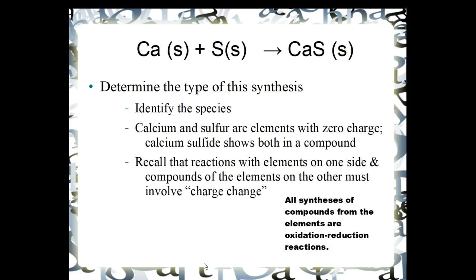This is another example. We can take calcium and combine it with sulfur. We have to do it at a higher temperature. And after the smoke clears, we get calcium sulfide, which is a salt. Calcium and sulfur are both elements with zero charge. In calcium sulfide, the calcium is +2, the sulfide has a 2- charge. Again, reactions with elements on one side, here on the left, and compounds of the elements on the other, the right side, must involve a change of charge, a movement of electrons. That means all syntheses of compounds from the elements continue to be oxidation-reduction reactions.